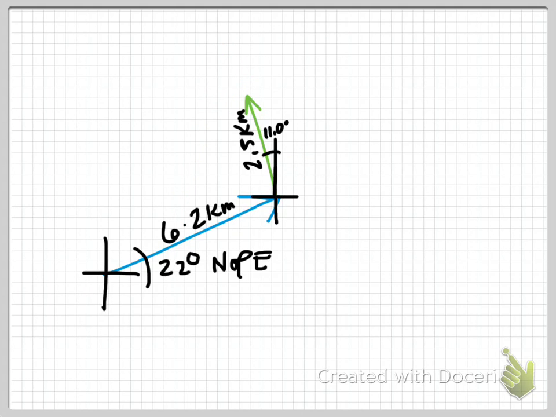This is a problem that I totally made up. And this is what, west of north. So I've got some object, some person, some whatever, traveling 6.2 kilometers at 22 degrees north of east, turning and traveling 2.5 kilometers at 11 degrees west of north.